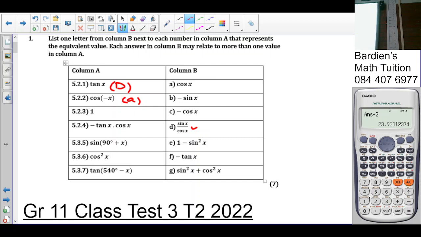Now we must see what is equal to 1. We know that sine squared theta plus cos squared theta is 1, so that makes it G. Next, negative tan x, so that's going to be negative sine x over cos x, times cos x over 1. That cancels, giving you a negative sine x. The answer is B.